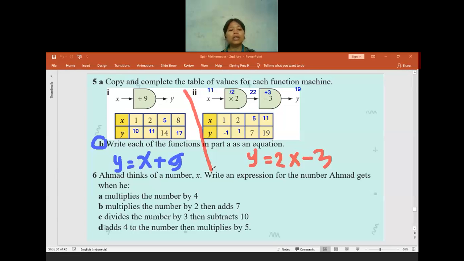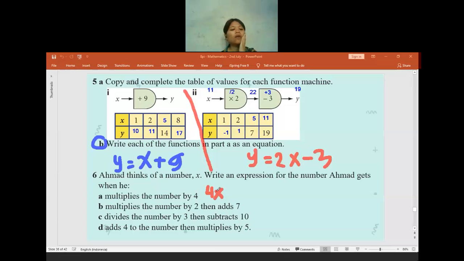What is the function when Ahmad thinks of a number, the number is x, he multiplies the number by 4. So what is the answer? It will be 4 times x, we write it down as 4x. Do not write it as x4. Normally when we write an equation, we will write the number first then the letter, not the letter then the number.